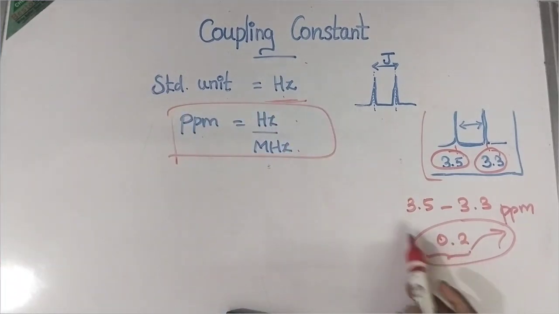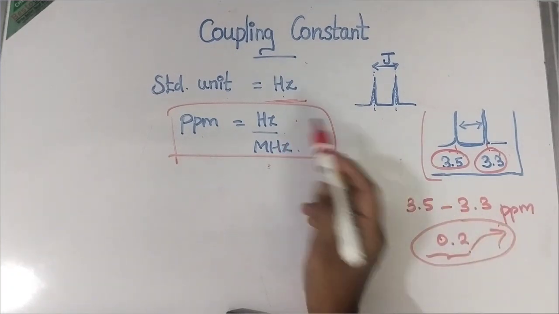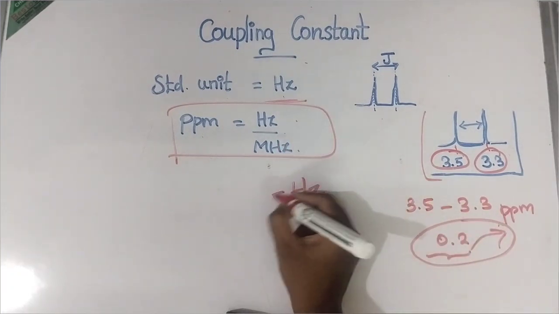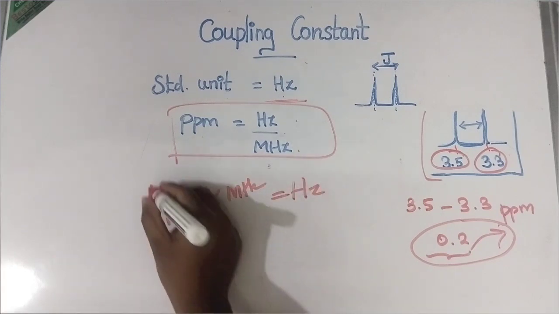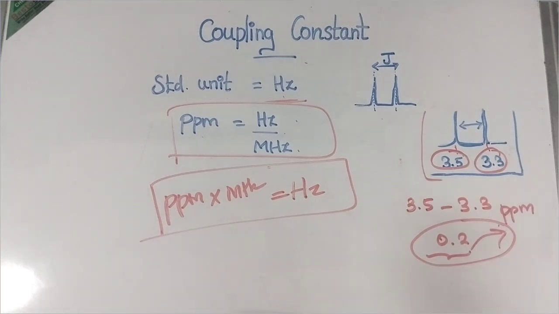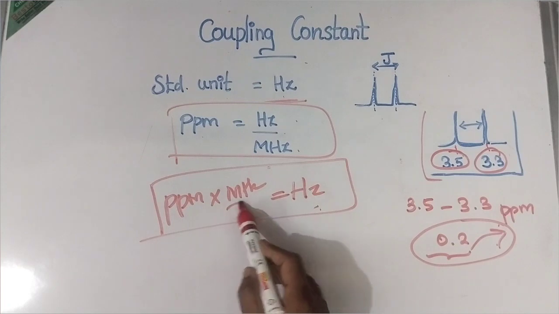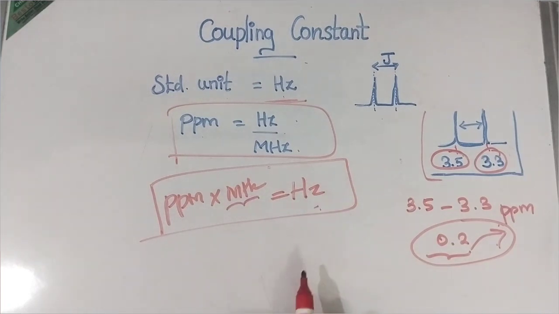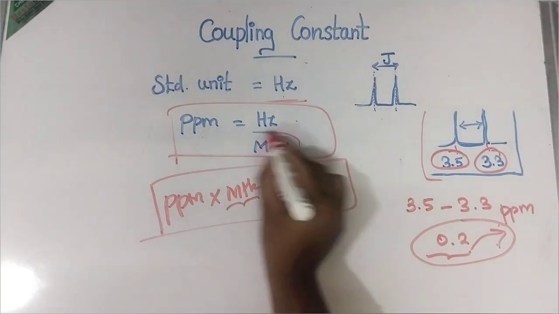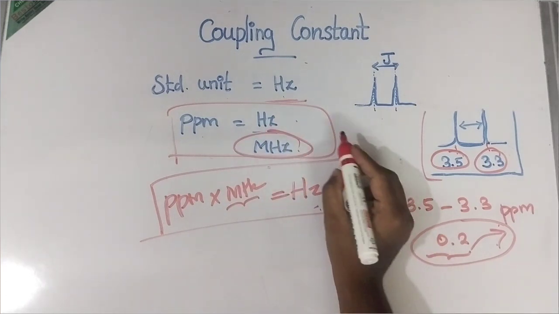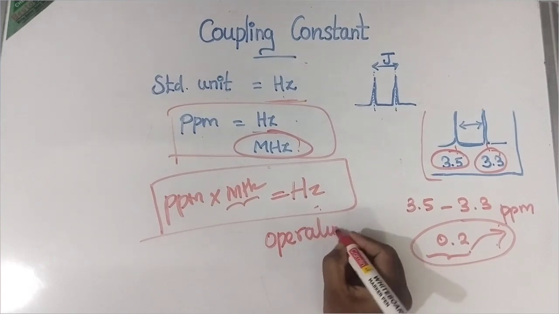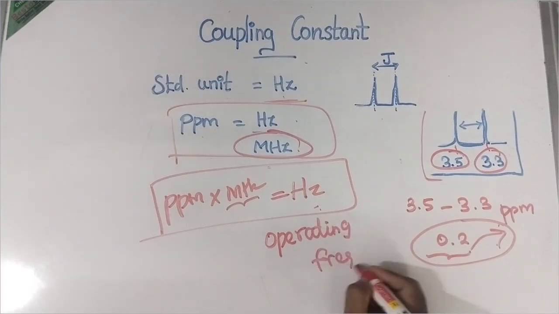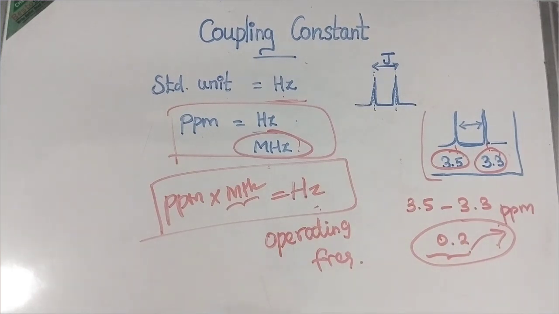So if you want to convert this ppm value into hertz, what you have to do? Hertz is equal to ppm into megahertz. So you can convert this ppm into hertz by multiplying with the operating frequency of the instrument, because this megahertz is nothing but the operating frequency of the instrument, right?